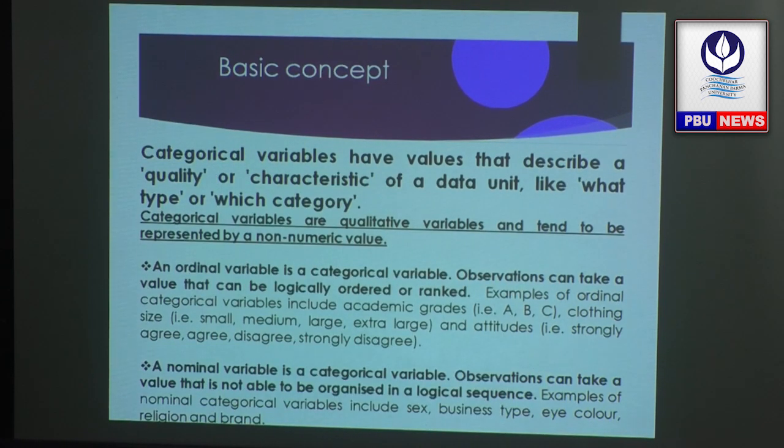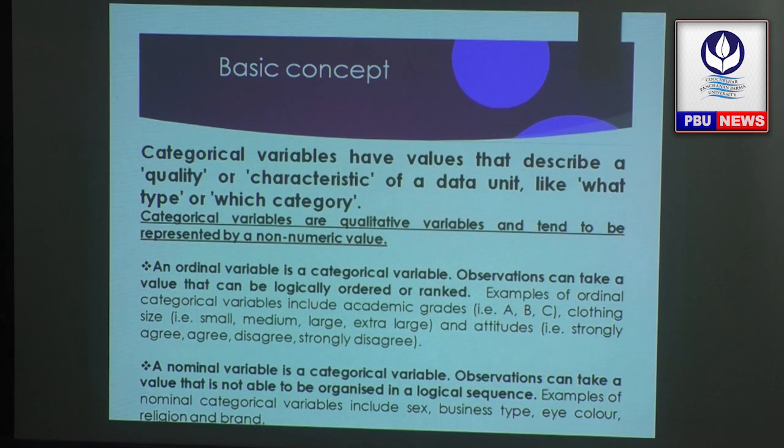Next concept, categorical variable. A categorical variable has values that describe a quality or characteristic of a data unit, like what type or which category. Categorical variables are qualitative variables and tend to be represented by a non-numeric value. In recent studies, categorical variables are basically used in the dummy variable concept. And categorical variable has two types.